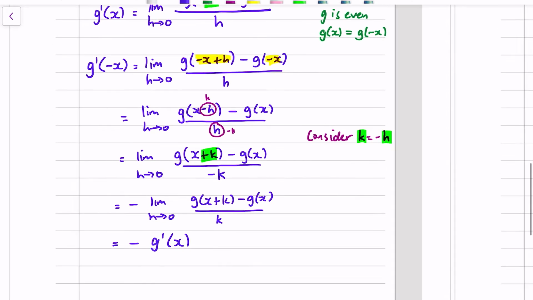So we started off with g dash of minus x, and we've proven that it's minus g dash of positive x. So therefore, g dash is an odd function. If you start with an even function and differentiate it, you end up having an odd function.